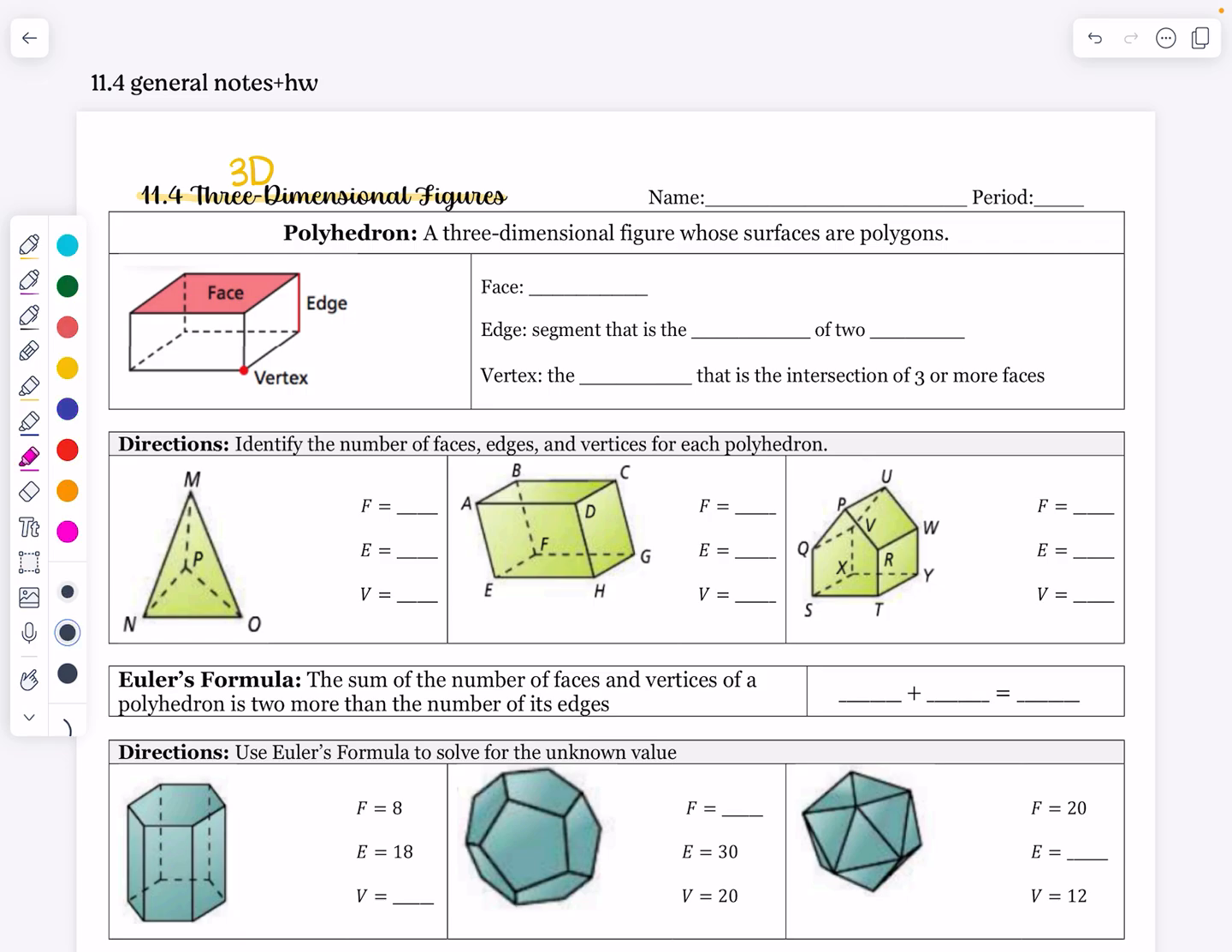So what is that called? What is a three-dimensional figure called? That is going to be called a polyhedron. It is going to be a 3D figure whose surfaces are made up of polygons. And we just learned about all different types of polygons. And so let's look at some vocabulary first.